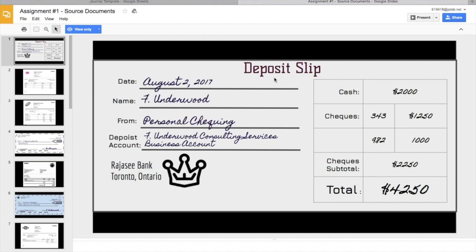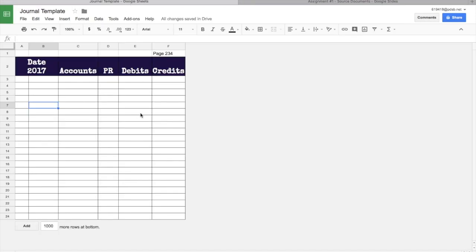Okay, so this deposit slip was written on August 2nd, 2017, from F. Underwood. It's from his personal checking account to his business account. We don't really care about the personal checking account because it has nothing to do with the business, but what we do care about is this deposit account and the total value, which is $4,250. So when you go to the journal, this template will be posted below, okay?